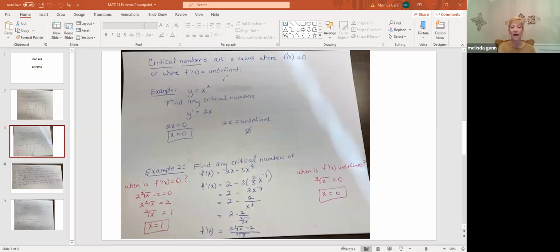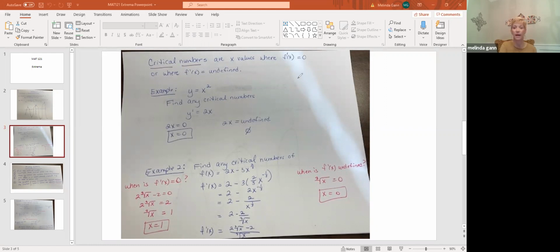So if I say find any critical numbers of something like y equals x squared, you simply take the derivative and you find out, well, when does that derivative equal 0 and when is that derivative undefined? Well, when does 2x equal 0? If I divide both sides by 2, it's going to be when x is 0. So here's a critical number. Now, when is 2x undefined? Never. So I get an empty set. I don't get any critical numbers here. So sometimes you don't get critical numbers.